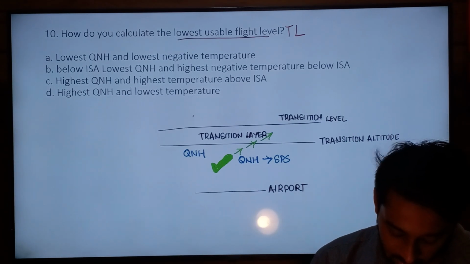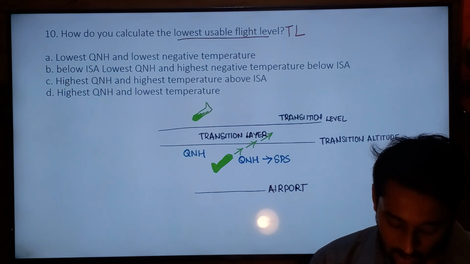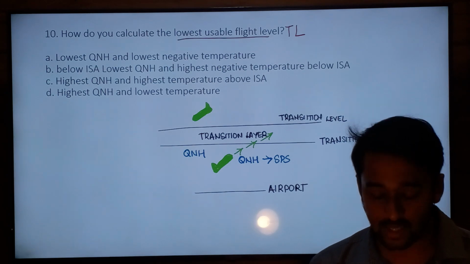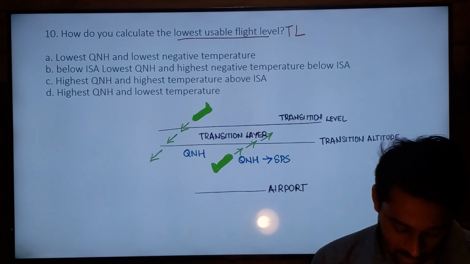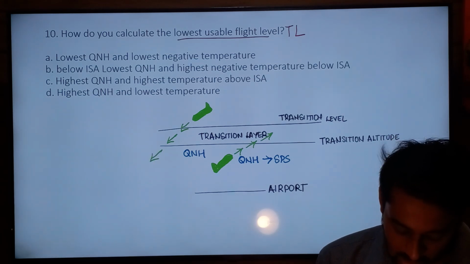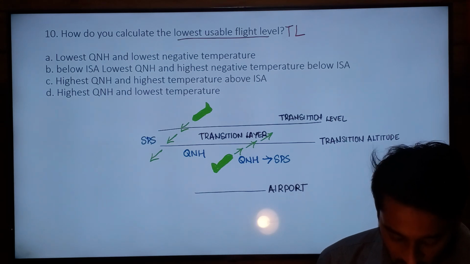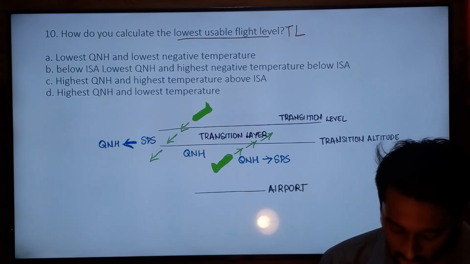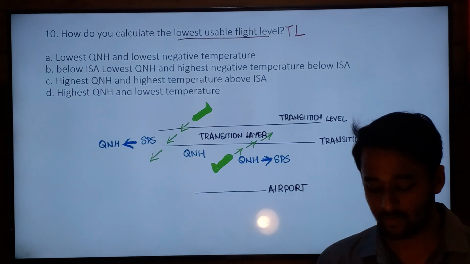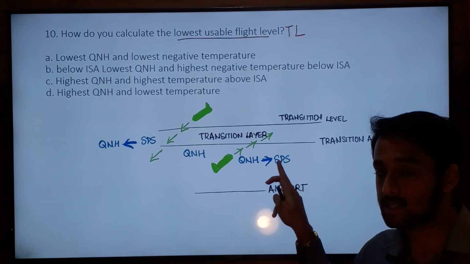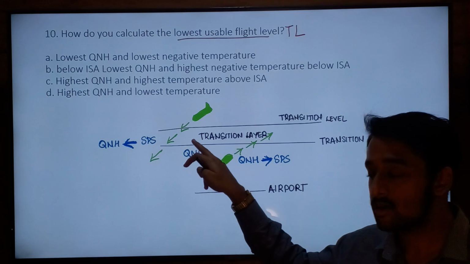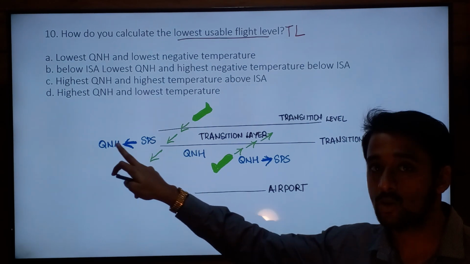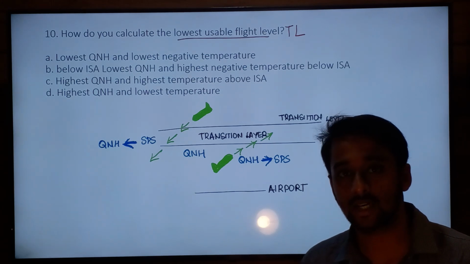Now when we are descending from above the transition level to lower levels, that is when we descend below transition level, it is a duty to change our standard pressure setting to QNH setting. So when climbing, QNH is changed to standard. When descending in the transition layer, we convert standard pressure setting to QNH pressure setting. So this is the procedure that we follow.